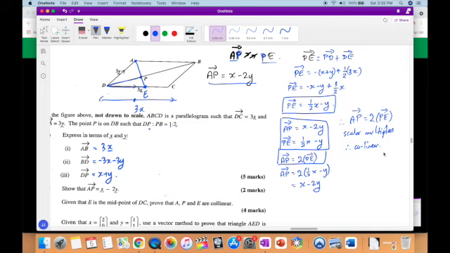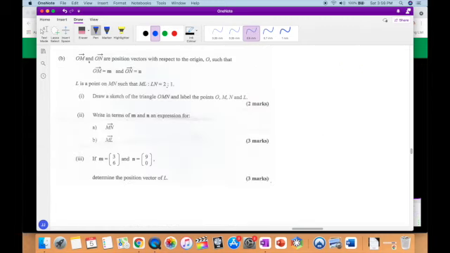Okay. Any questions? Anything you don't understand? OM and ON are position vectors with respect to the origin, right? Such that OM is small m and ON is small n, right? Now, L is the point on MN.